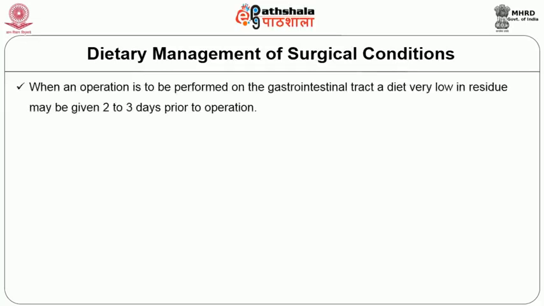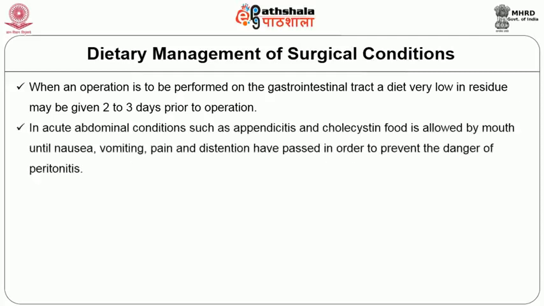When an operation is to be performed on the gastrointestinal tract, a diet very low in residue is given 2 to 3 days prior to the operation as well. In acute abdominal conditions such as appendicitis and cholecystitis, food is allowed by mouth until nausea, vomiting, pain or distension have passed, in order to prevent the danger of peritonitis.